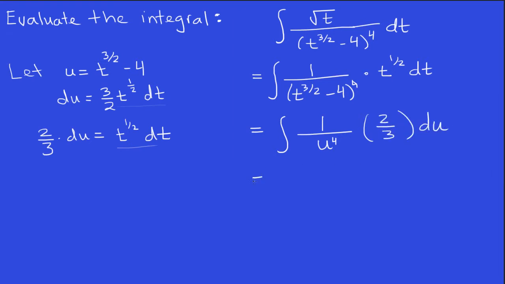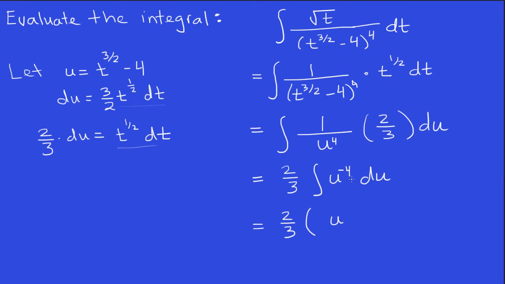And there we go. We know we have a successful substitution because there's no more occurrences of the old letter t. Everything is now in the new letter u, the new variable u. Let's bring the 2/3 to the front. And instead of writing 1 over u to the 4, let's write u to the minus 4 du. And now we have an easy integral. This is just an integral of a power. We know how to do that.